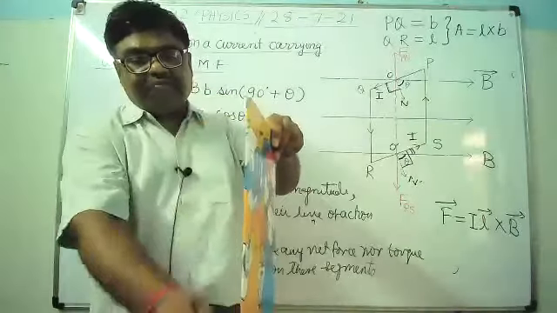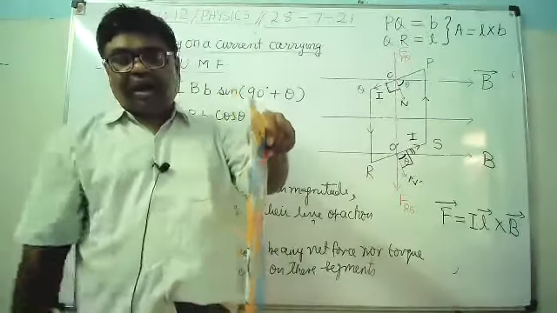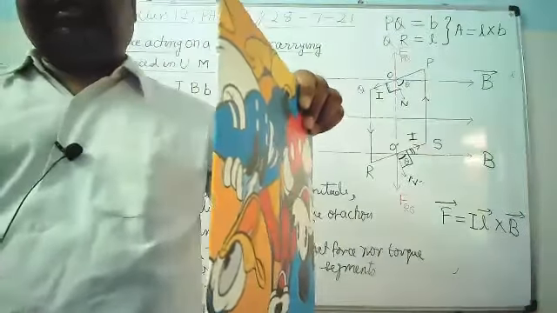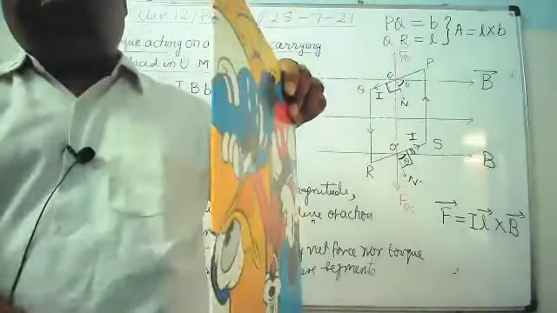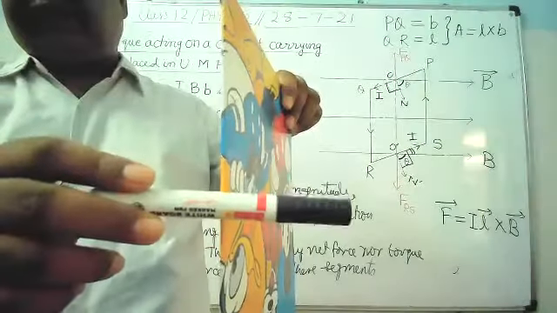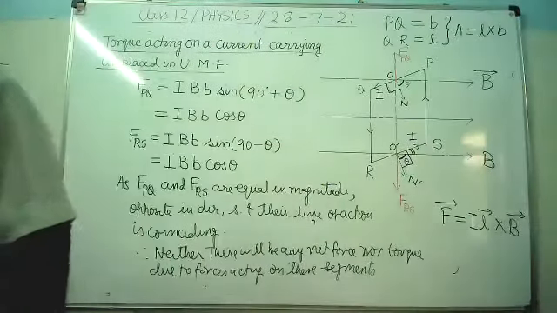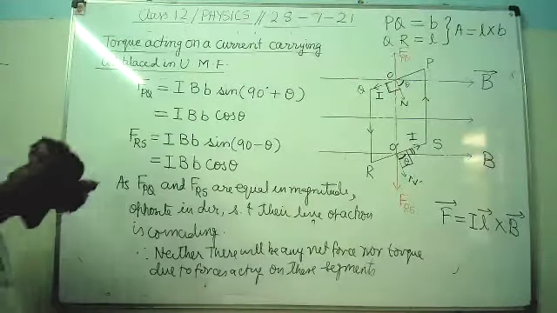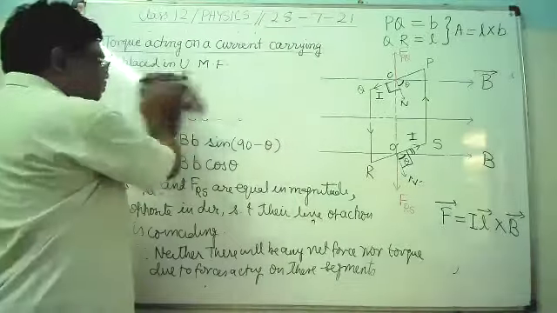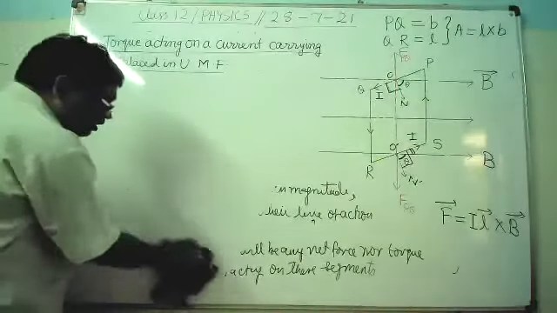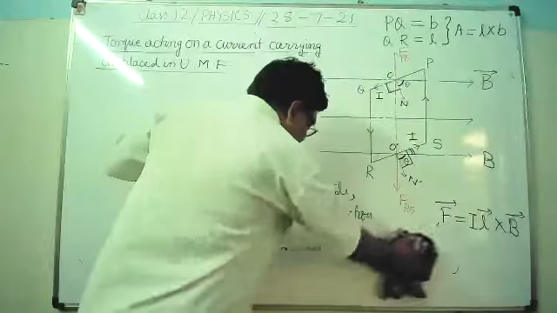In this segment and this segment, what is the angle between I and B? It is 90. You can see here, the current is going downward and the magnetic field is this. So theta will be 90 degrees. So you find out the force acting on segment QR and segment PS.